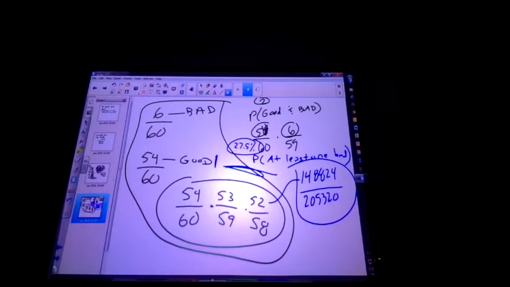Just 1 line. It won't say at least 2. It won't say at least 1. That means you could have 1 wrong, or 2 wrong, or 3 wrong.